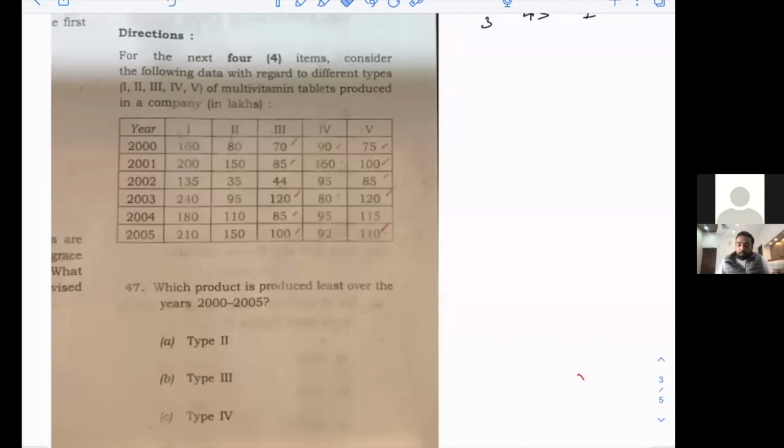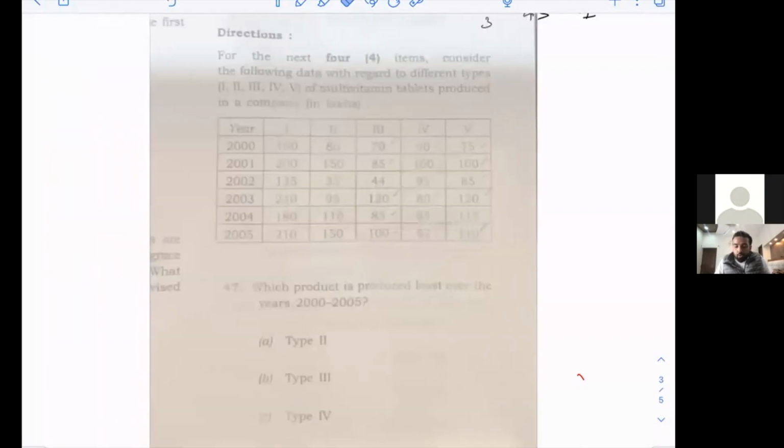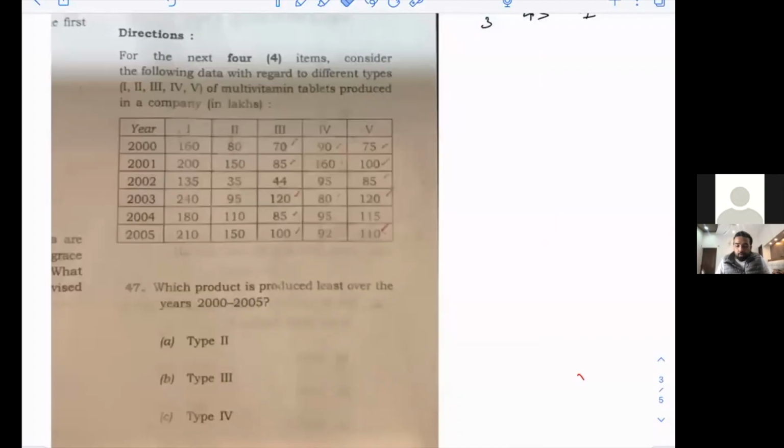ये आपके 5 टाइप के मल्टीविटामिन हैं जो डिफरेंट साल में प्रोड्यूस किए गए हैं. 2000 में टोटल मल्टीविटामिन कितने प्रोड्यूस किए गए हैं वो आपको ऐसे पता लगेगा. राइट. What is the production? Which product is produced the least over 2000 to 2005? तो 2000 to 2005 सबसे कम कौन सा प्रोडक्ट प्रोड्यूस किया गया है? From 2000 to 2005 it would be like this.